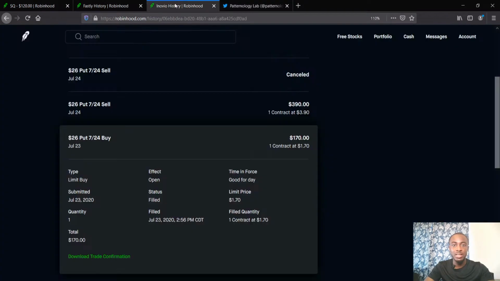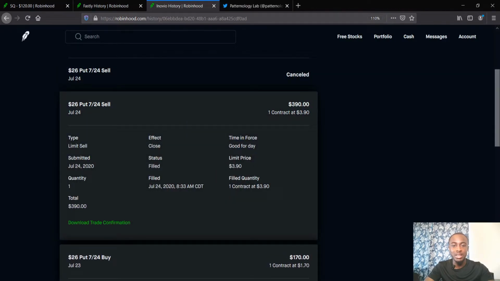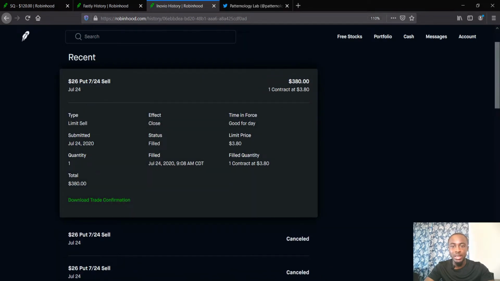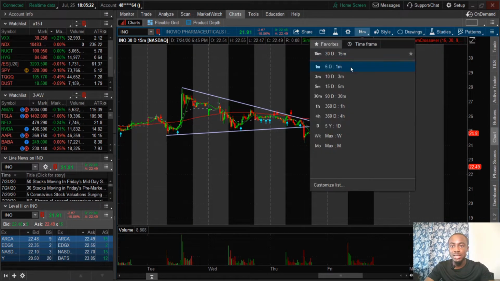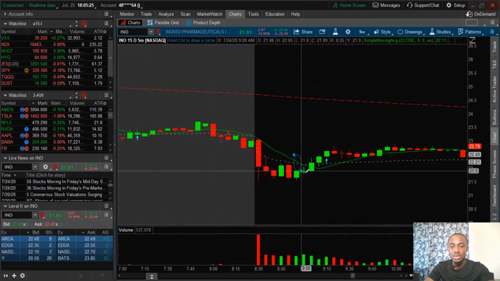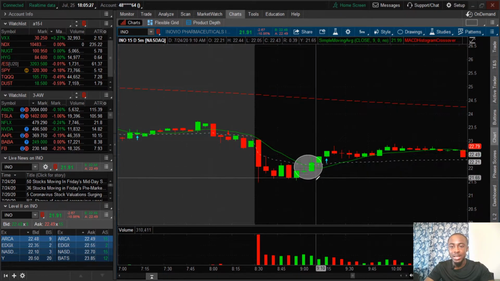Now, if you take a look at the Robinhood account, we can see that I started selling my contracts 3 minutes after the market opened for $390, which is around 100% profit on my money. And I sold the next one for $380 at exactly 9:08. And 9:08 is right in here. Right when I saw that the stock wasn't gonna tank anymore, I decided to get out right there.